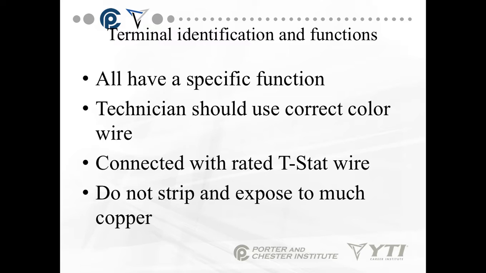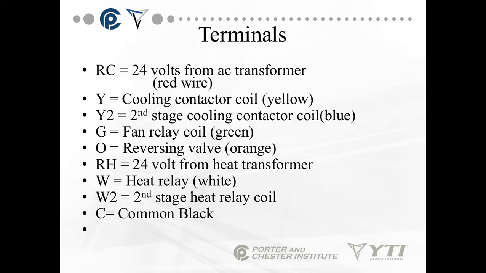However, more and more we're seeing Cat5 digital cable being used. Do not strip and expose too much copper at each end because it's very likely that over time the copper could end up touching each other and causing a short circuit. The terminals on thermostats, most of them, you have an R or an RC, that's the 24 volt from the air conditioning transformer. Traditionally, this has been a red wire, but that is changing.